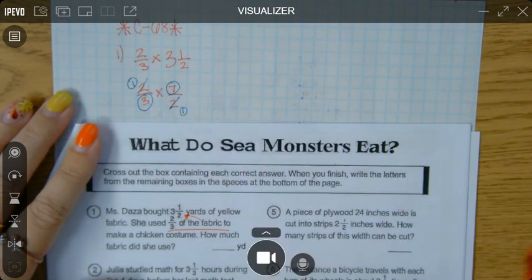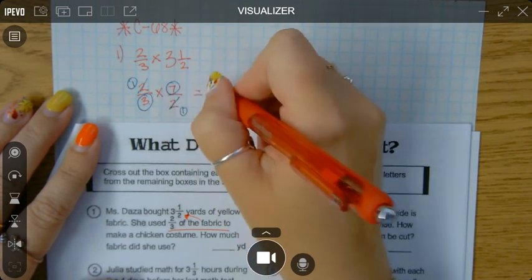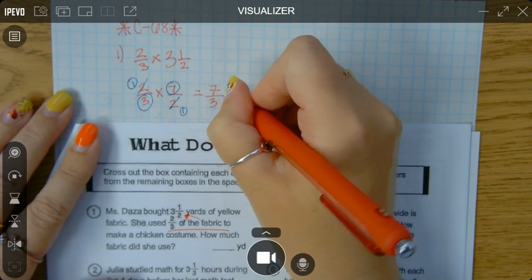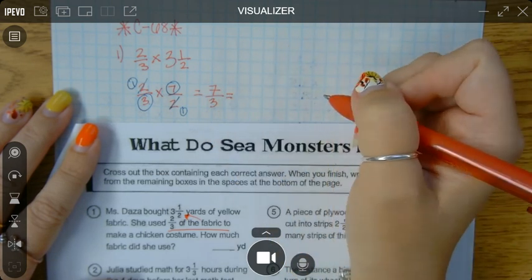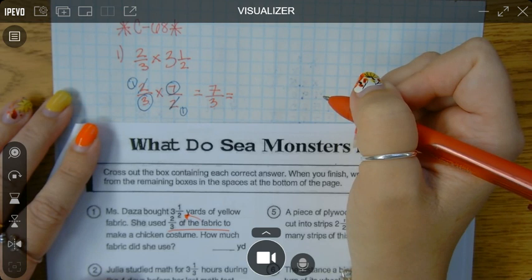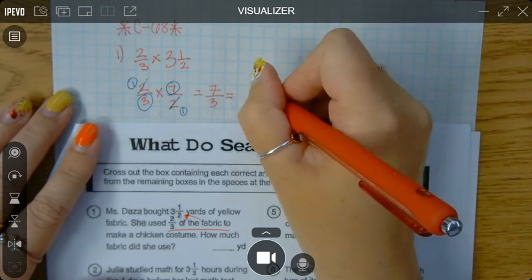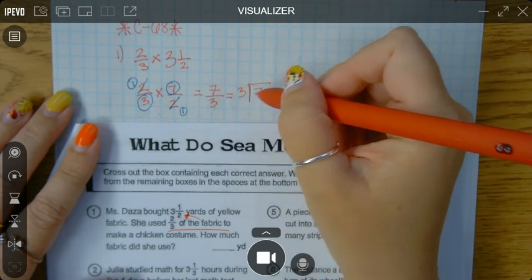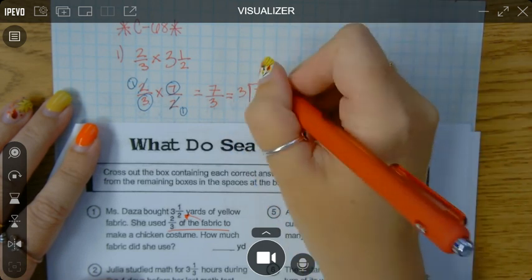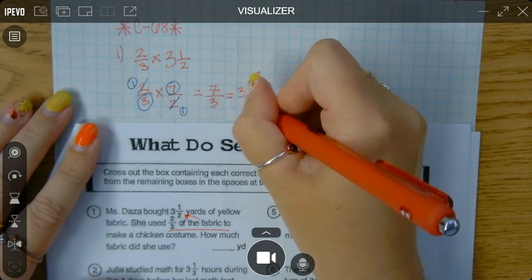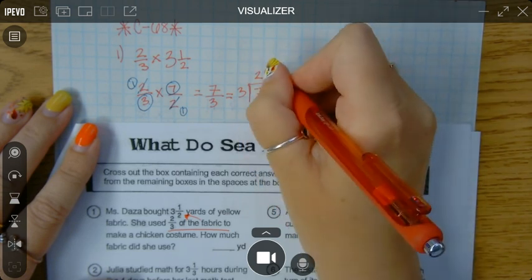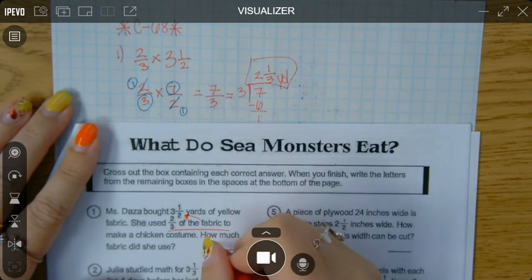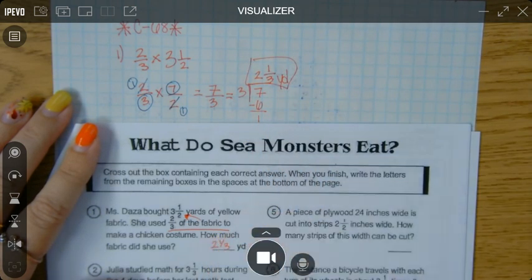So I'm going to go ahead and just multiply across. And you have 1 times 7 is 7, and on bottom 3 times 1 is 3. And then I don't want to leave it like that. I want to figure out how much fabric is that she ended up using. So a fraction is literally the top divided by the bottom, right? So how many times does 3 go into 7? Well, 3 goes into 7 twice. And how much is left over? 1. So I'm going to put my remainder over what I divided by. So this one is 2 and 1/3 yards that she ended up using.